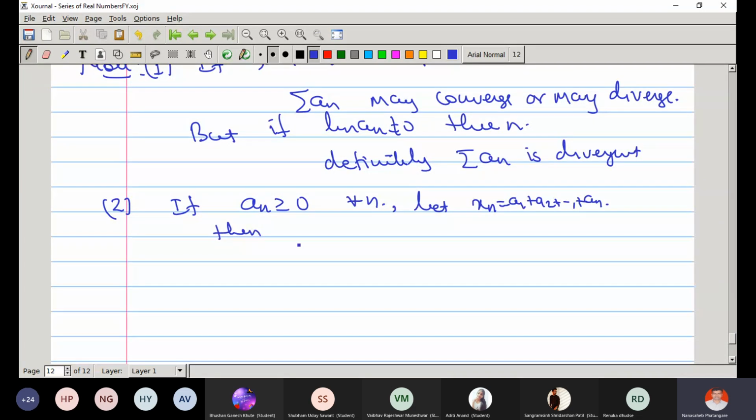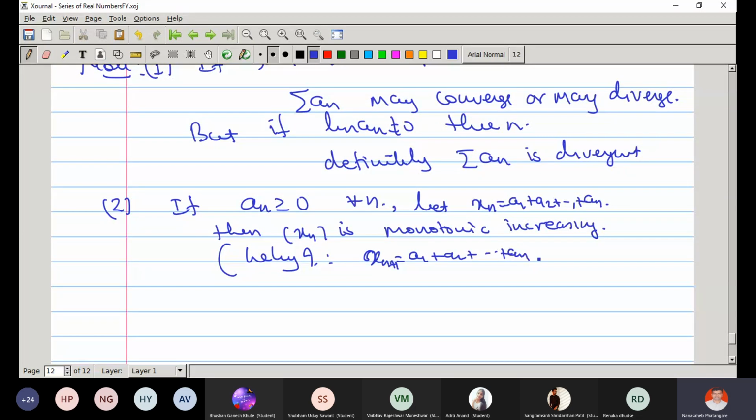Then can you say that x_n is monotonic increasing? Yes, sir. Right, because if you add one more term a_(n+1), then x_(n+1) is a1 plus a2 plus up to a_n plus a_(n+1). Up to this it is x_n, so it is x_n plus a_(n+1), and a_(n+1) is non-negative, therefore this quantity is greater than or equal to x_n. So it is monotonically increasing.